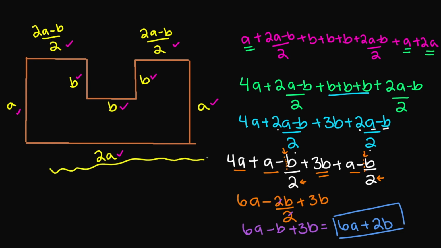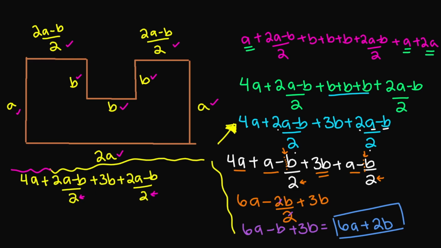Another way that you could have solved this problem, so let's say when you were at this step right here, you could just go ahead and combine your like terms from here. Because your denominators are the same here, you can go ahead and combine your numerator. So here you can get 4A, and then you're going to get 2A minus B plus 2A minus B. That's going to be 4A minus 2B over 2. All I did is combine my numerator from here and here because my denominators are the same. And then here you're going to get 3B.